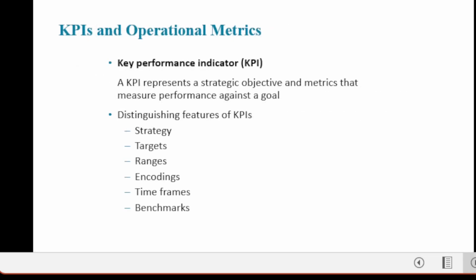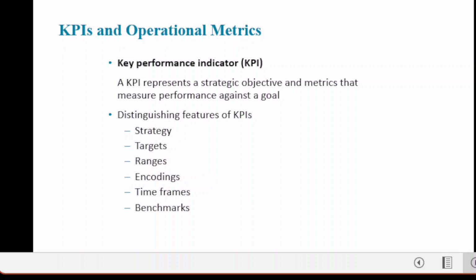So KPI is the key performance indicator, a strategic objective and metrics. How do you measure your performance against goals? So how do you distinguish features of a KPI? You look into the strategy, what is the target, what is the range, how do you encode the target.